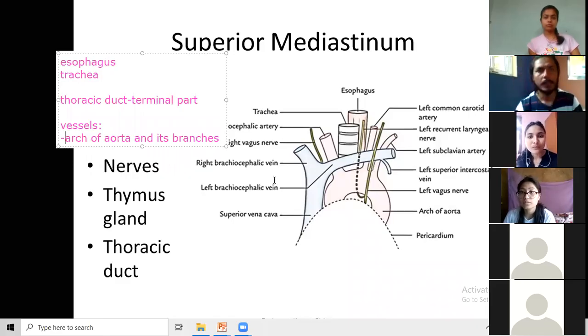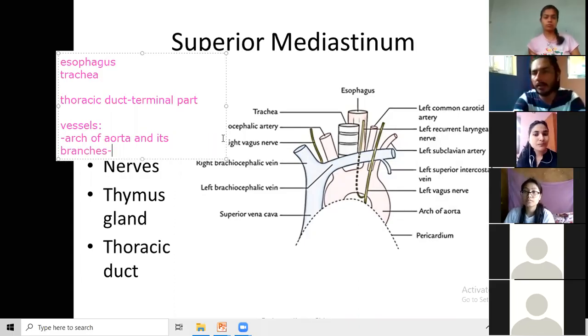What are the names of these branches? You should know now. So the first vessels you will see are the arch of aorta and its branches. Now I am going to write the names of the three branches. Can you see this branch? This is the brachiocephalic artery. This branch from the arch of aorta is the brachiocephalic. The next branch from the arch of aorta is the left common carotid. You can see this just behind these vessels. And the next one is here. From here, this is the left subclavian.